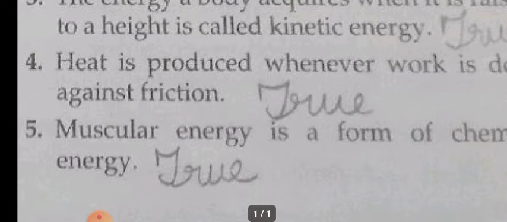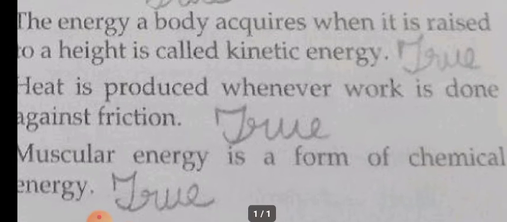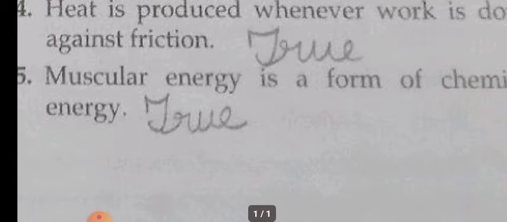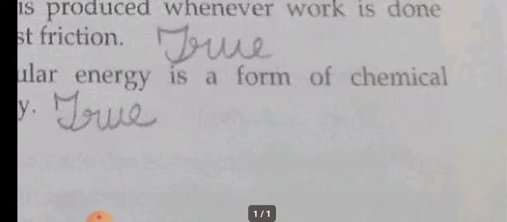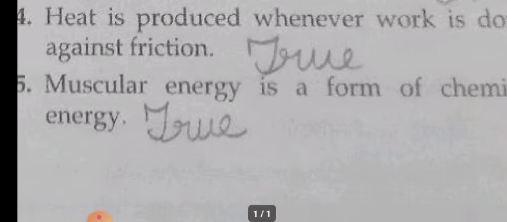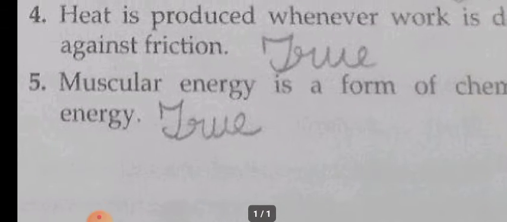Fourth question. Heat is produced whenever work is done against friction. Whenever we are doing work against friction, heat is produced. Of course. So the statement is correct. True. Then, muscular energy is a form of chemical energy. Yes, muscular energy is also a form of chemical energy. So the statement is true.